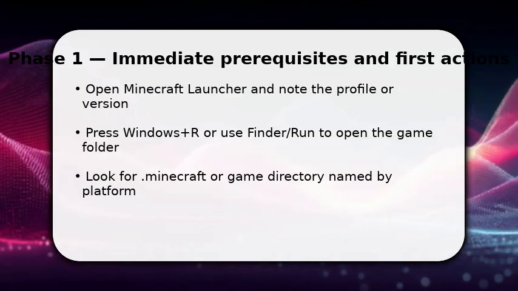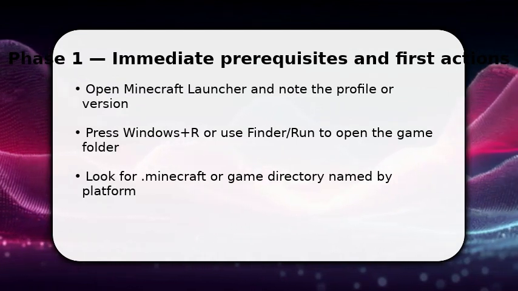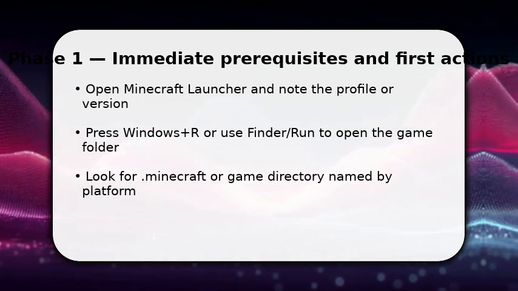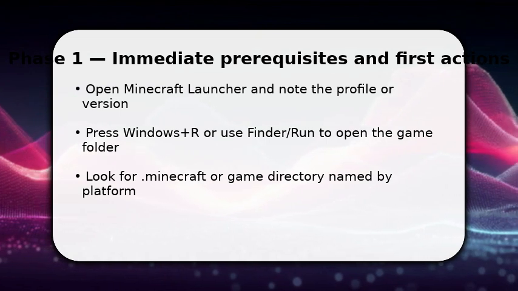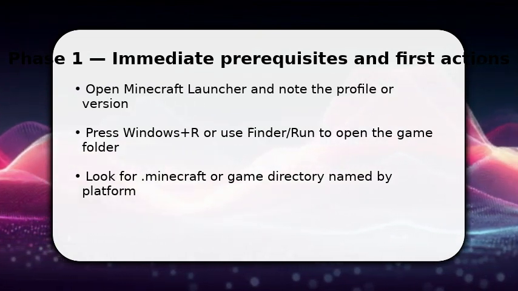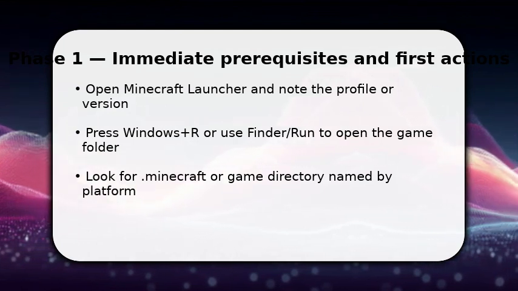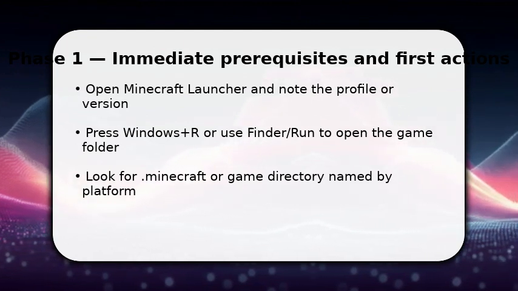You start inside the Minecraft launcher, open it and pick the profile you use. Once done, click the three dots or use the gear to see installation details, then open the game folder directly. If you prefer shortcuts, press Windows plus R and paste %appdata%\.minecraft, or on macOS use Finder, hold Option and select Library/Application Support/minecraft. On Linux check ~/.minecraft.